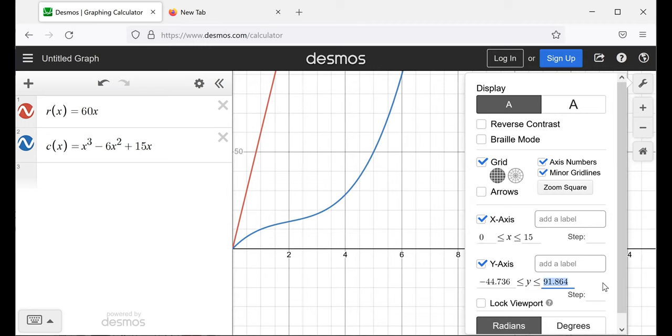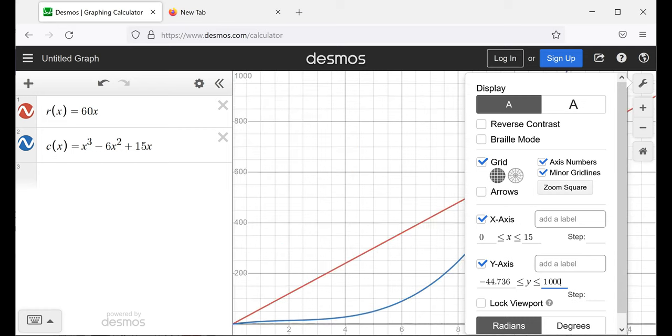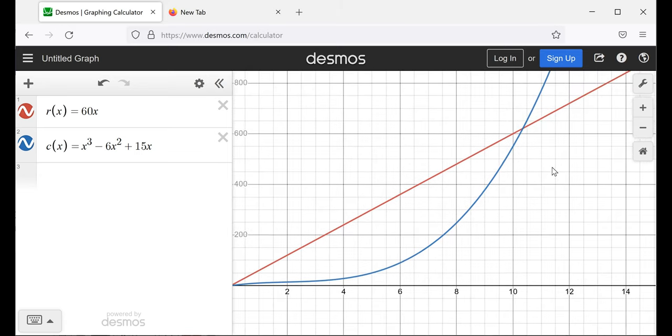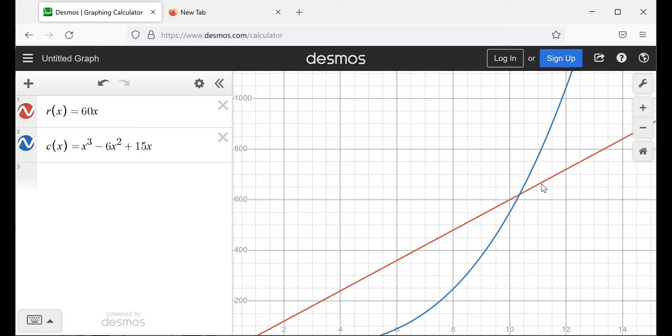Let's increase Y though here. So what we're seeing here sort of makes sense. When we are manufacturing 10 units, our revenue function is higher than the cost function. If we go from 10 units to 11 units, that's where my cursor is now, then our cost has outpaced our revenue. The blue function is higher.